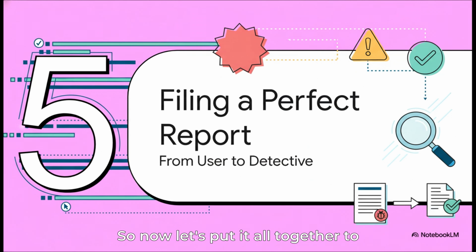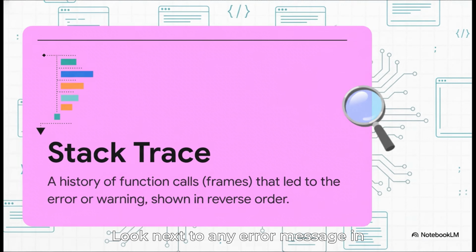So now, let's put it all together to file the perfect bug report, the kind of report that developers will absolutely love you for. Look next to any error message in the console, and you'll usually see a little triangle or an arrow. If you click it, it reveals something called the stack trace. Now, this thing is the holy grail for a developer. Think of it as the code's footsteps, showing the exact path it took that led to the crash. You don't need to understand a single word of it. You just need to know it's there and that it's super important.